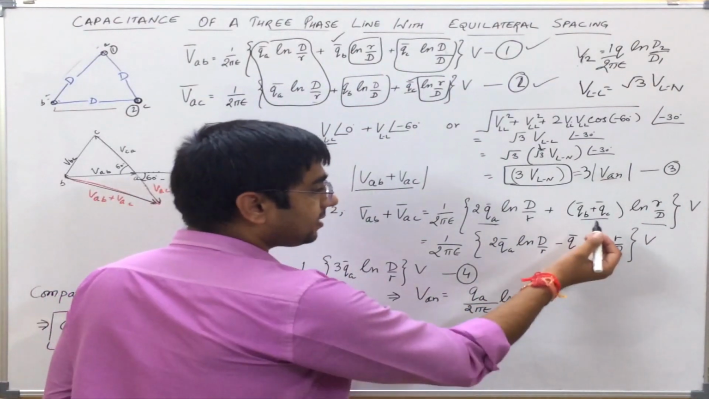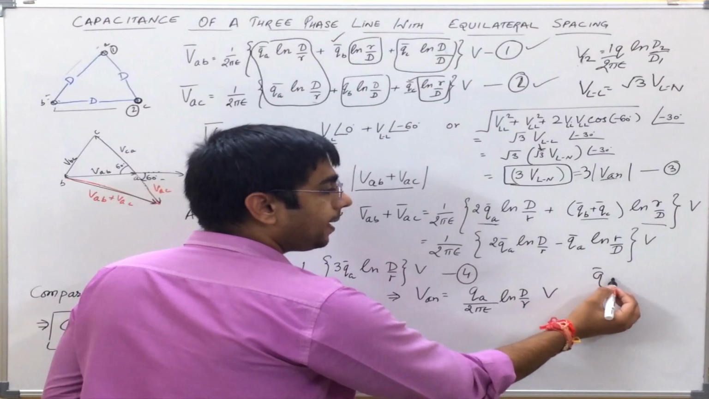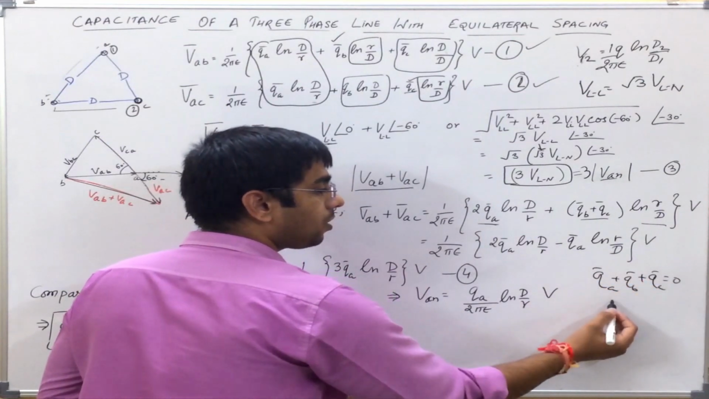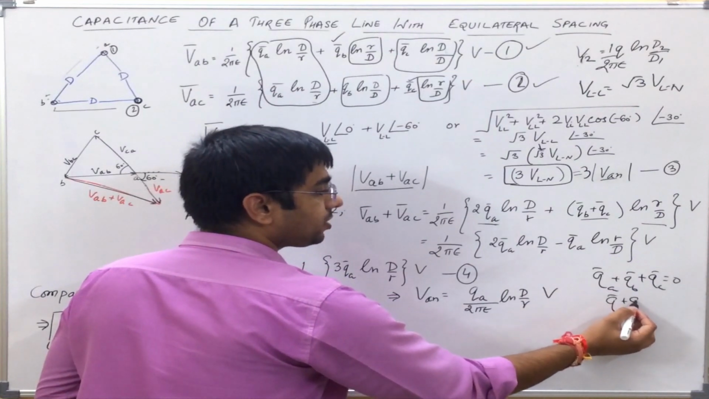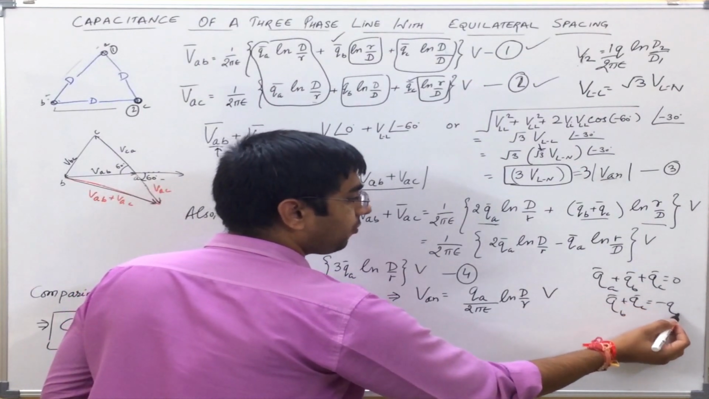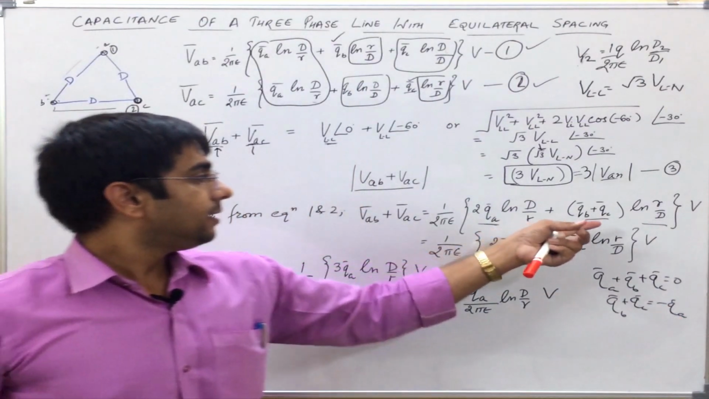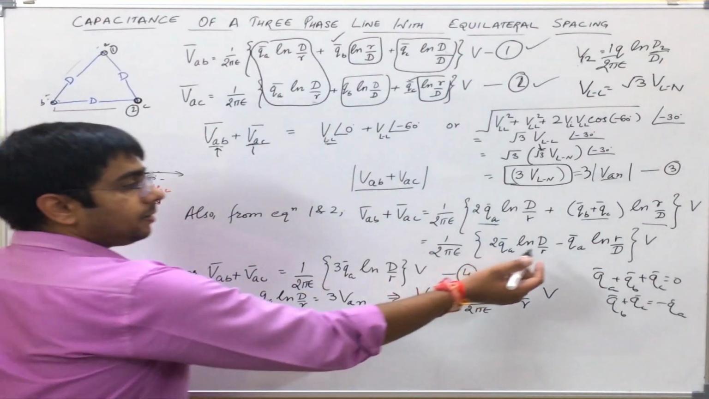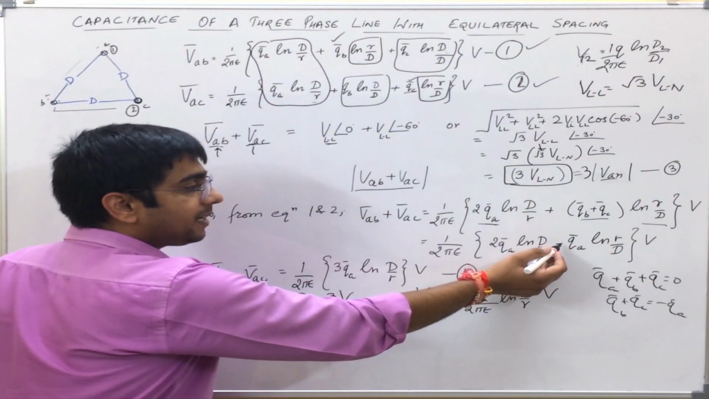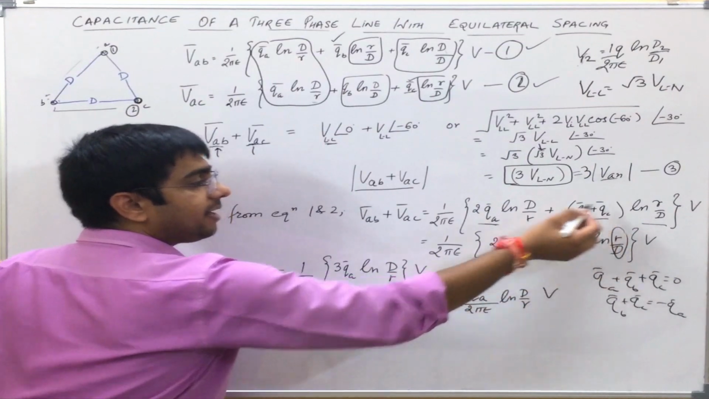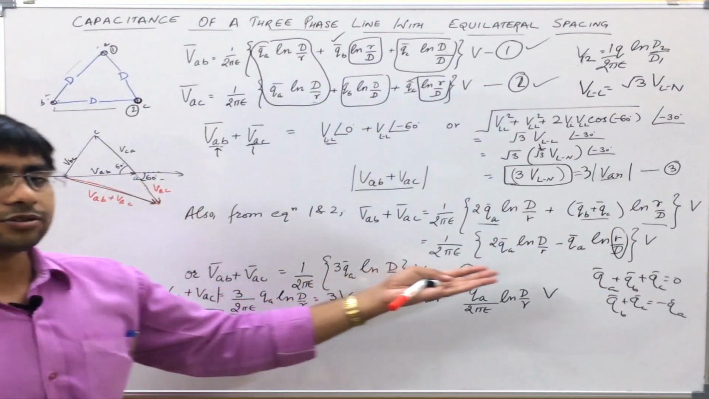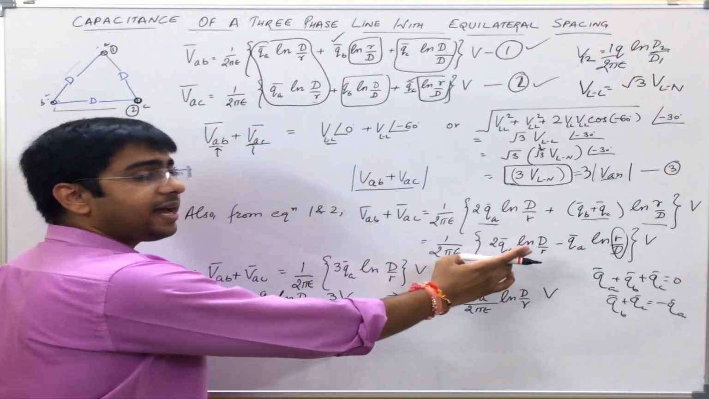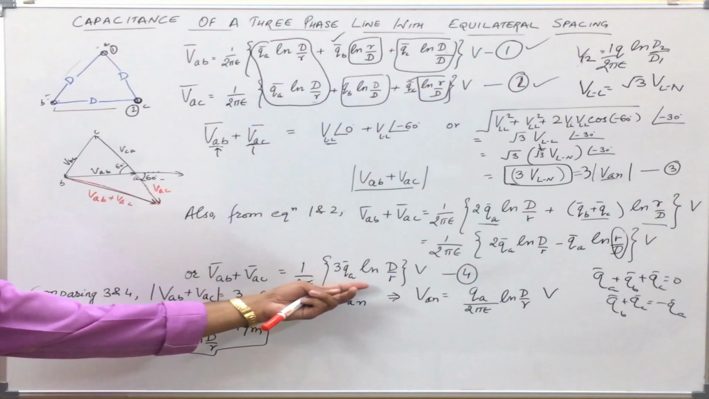Now we already know, since these are balanced phasors, QA plus QB plus QC will be equal to 0, or QB plus QC will be equal to minus QA. So writing it equal to minus QA will give me this value. Now changing this minus sign to plus will invert this ratio. It will convert to natural log D by R. We will see it will become 2 plus 1, that is 3 QA natural log D by R, which I have shown here.